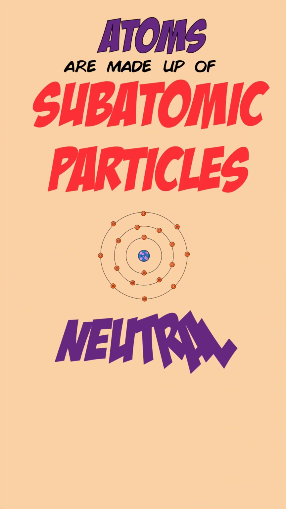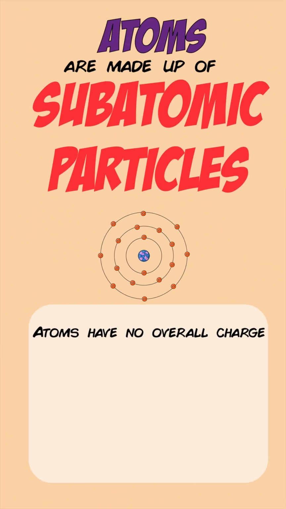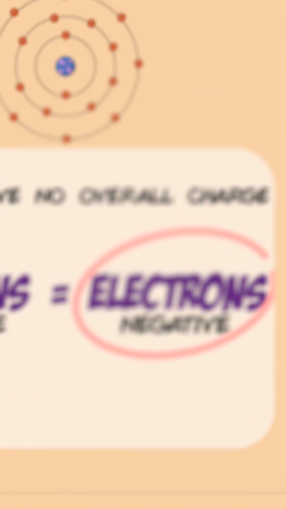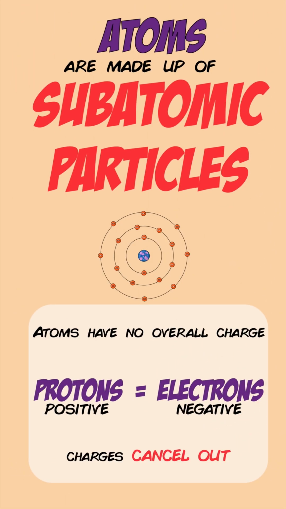Atoms as a whole are neutral and have no overall charge. This is because they have the same number of positive protons and negative electrons. These charges cancel out, leaving the atom with an overall charge of 0.